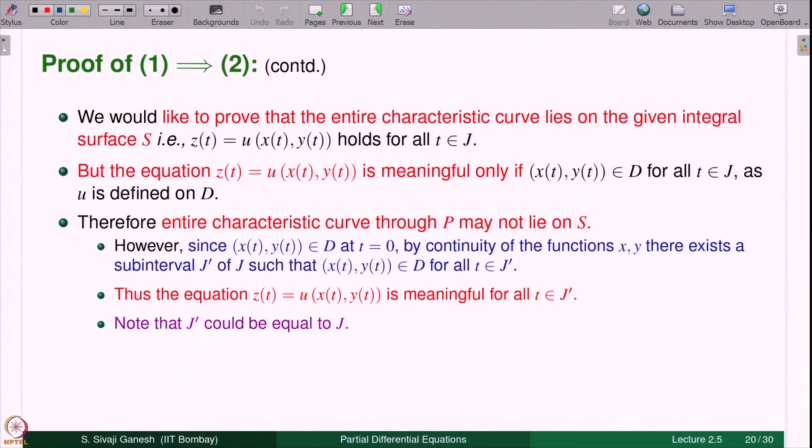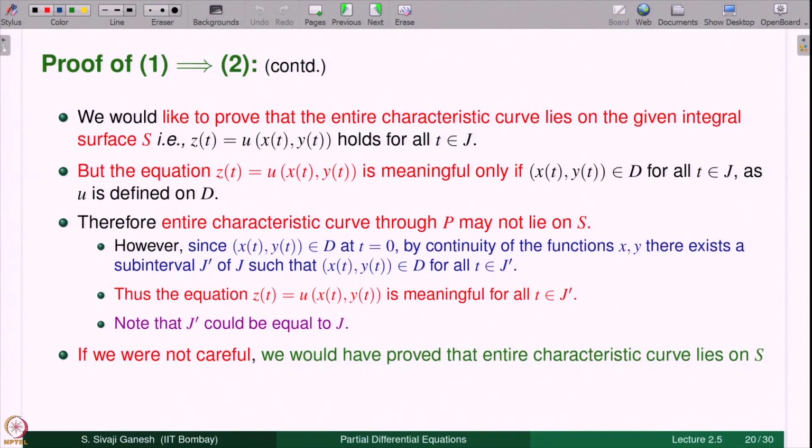Note that j dash could be equal to j, we are not denying that, but what we are saying is that we cannot assert that j dash equals j, it can be equal. If you are not careful in observing these points 1 and 2, we would have proved that the entire characteristic curve lies on S. This is a place where one makes a mistake, because what we are going to do later is simply differentiate this. The equation itself may not make sense. If you ignore that, you simply differentiate, go through the procedure and show that yes, the entire curve lies on S, which is not correct, it is false in general, you have to be very careful.